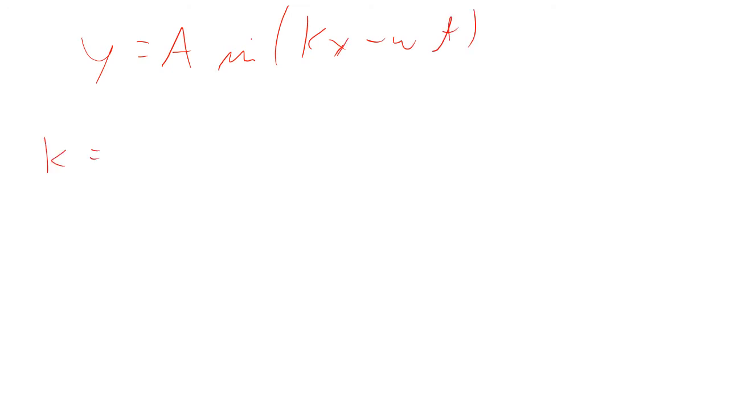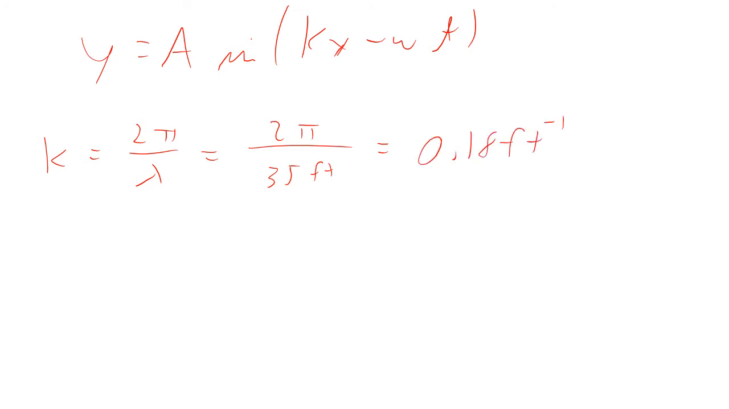So k is 2 pi over the wavelength. Well, clearly the wavelength is going to be equal to 35 feet. And so this comes out to be equal to 0.18 inverse feet.